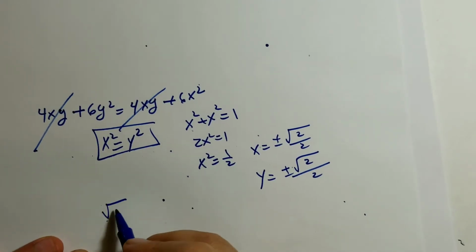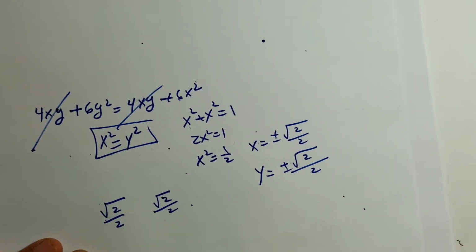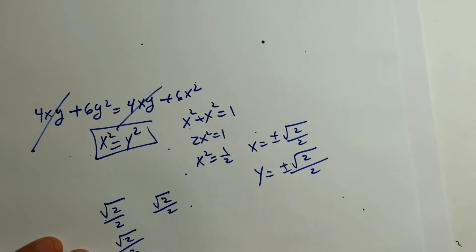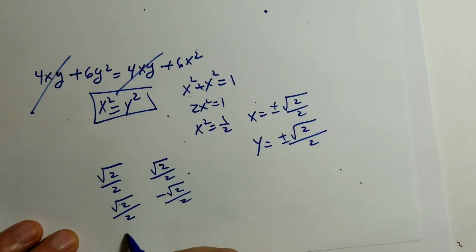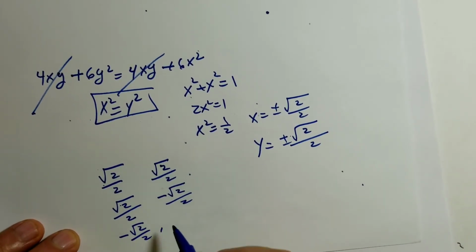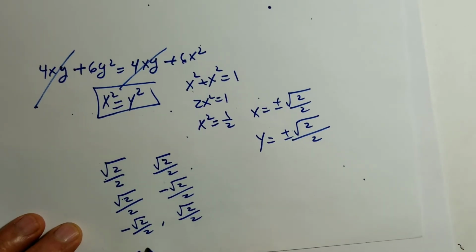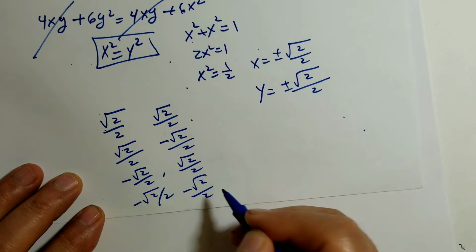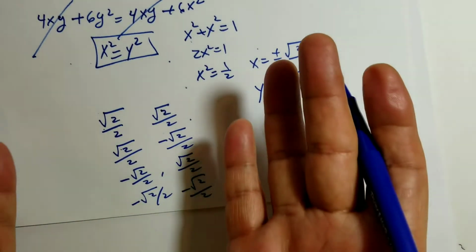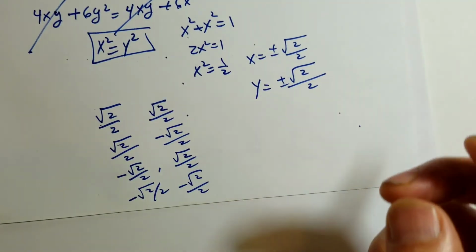Therefore, your x could be radical 2 over 2, and your y could be radical 2 over 2. Your x could be plus radical 2 over 2, and your y could be negative. Your x could be negative radical 2 over 2, and your y could be positive. Your x could be negative radical 2 over 2, and your y should be negative. You have 4 different combinations. You have to do all 4 of them.